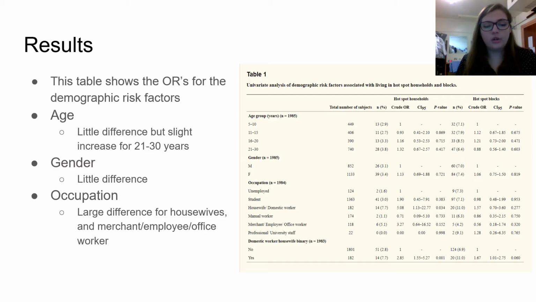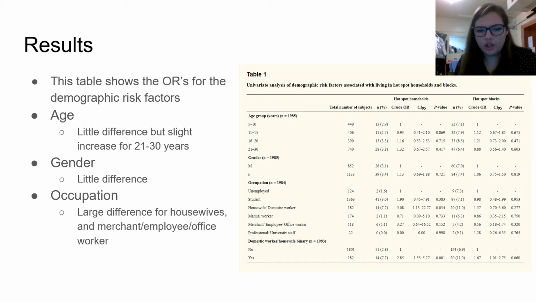This data was then used to conduct an odds ratio. This was different in that instead of their odds ratio being against if someone did or did not have dengue, they were testing against if they did or did not live in a hotspot identified in the previous slides. As you can see, age had very little difference, with a slight increase for the age group of 21 to 30-year-olds, likely due to these people having jobs. Gender saw very little difference, and occupation saw a large difference, with housewives, merchants, and employees/office workers having a much higher prevalence.